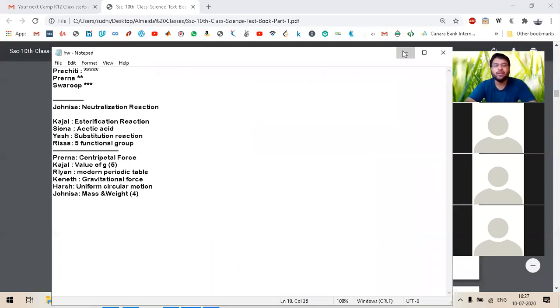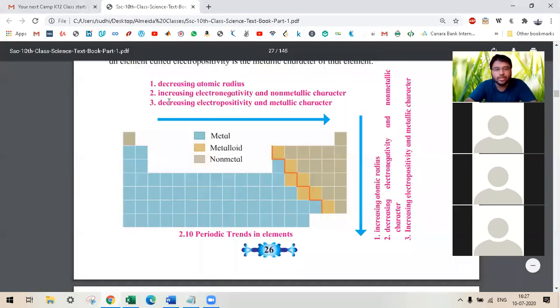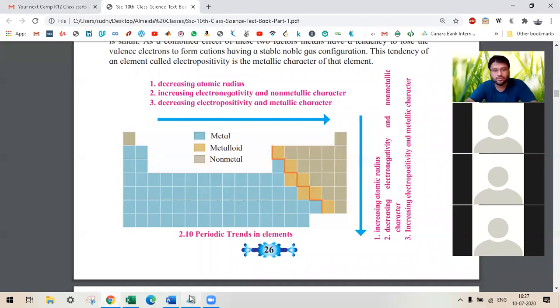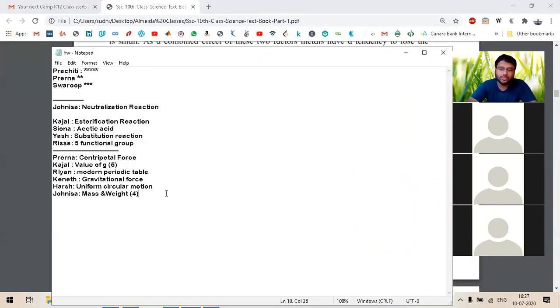I will say it once again. See this diagram, if you will notice, it is telling you that if you go from left to right, atomic radius decreases, electropositivity decreases, electronegativity increases, metallic character decreases, non-metallic character increases, right? When you come from top to bottom, atomic radius increases, electronegativity decreases, and electropositivity increases. So you have to write it 10 times, Smith. I will update it. And periodic trends is the question.